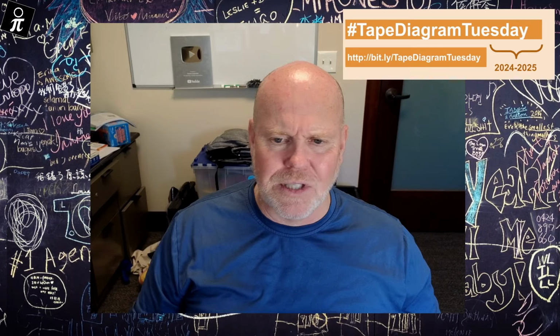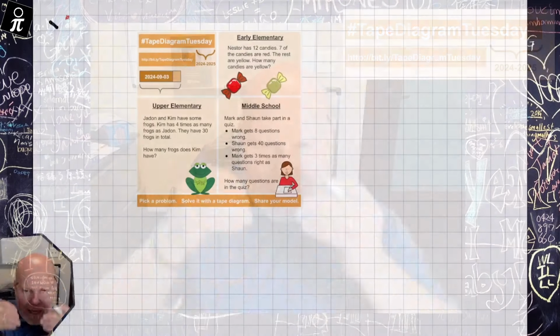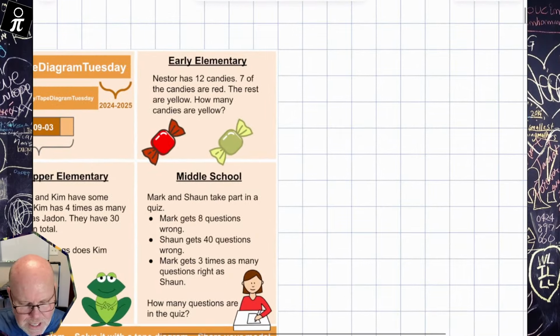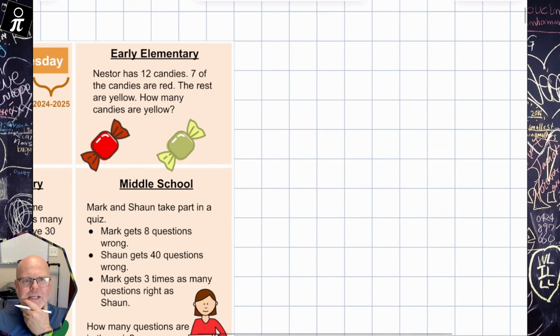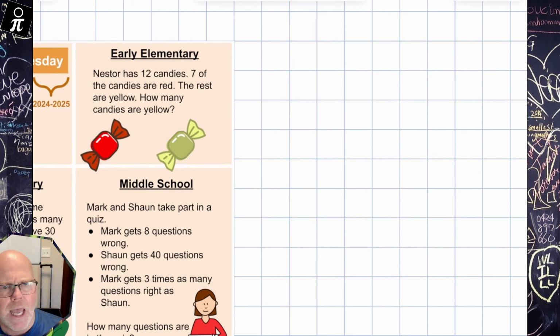So, you know what? Let's just get started on this. And we're going to start with the early elementary problem. Nestor has 12 candles. 7 of the candles are red. The rest of them are yellow. How many candles are yellow?